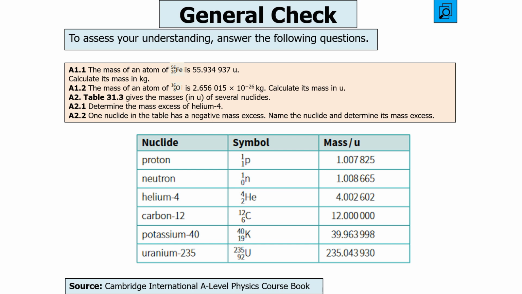The table below gives the mass in U of several nuclides. Determine the mass excess of helium, and then one nuclide has a negative mass excess. Name the nuclide and determine its mass excess. So pause the video now, then unpause the video when you want to go through your answer.